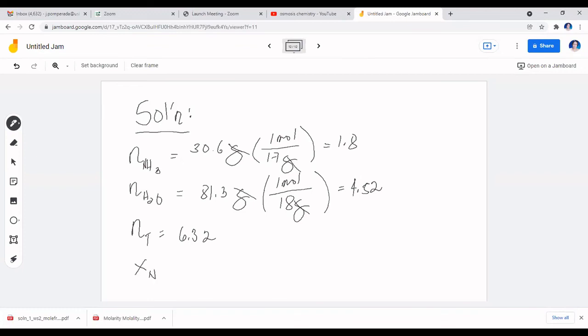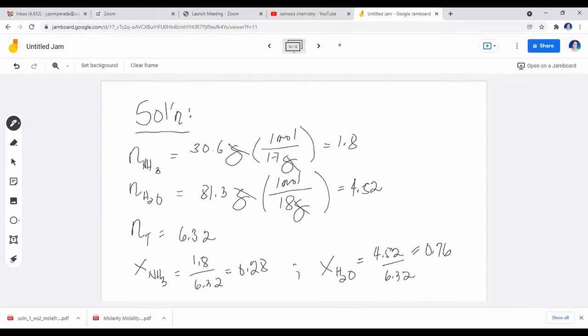So x of ammonia, that would be 1.8 divided by 6.32. And here, place the x of water. You have 4.52 divided by 6.32. Again, the sum of the two should be equal to 1. Okay, ammonia is 0.28 in here. And for water, we have 0.76. Okay, so see, they will all be summing up to 1.